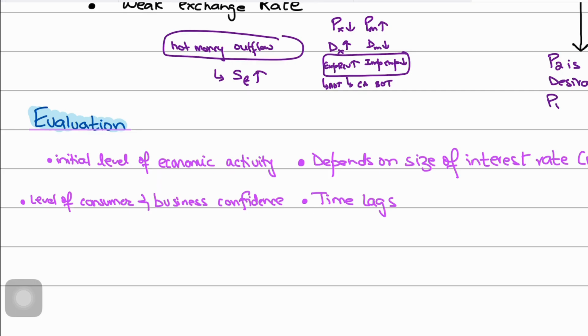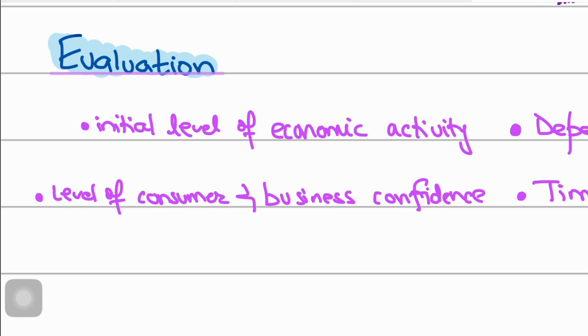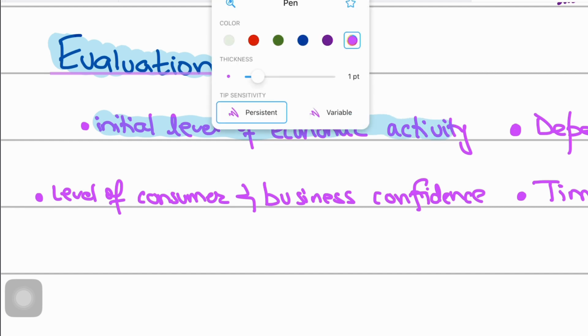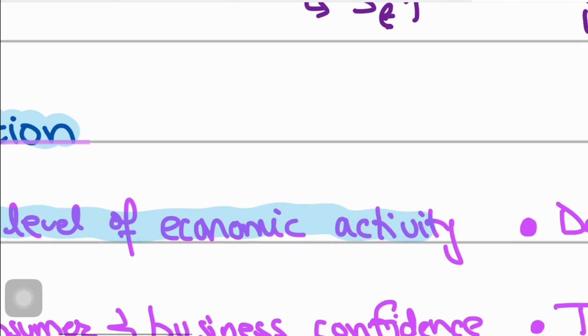So guys, now if you're evaluating this question, then a few points that you could write in the exam, as far as the evaluation is concerned, is that you could say that the effectiveness of monetary policy in correcting deflation would depend upon the initial level of economic activity. And what we mean over here is that monetary policy would be successful in curing a deflation, especially if you have a lot of spare capacity in the economy.